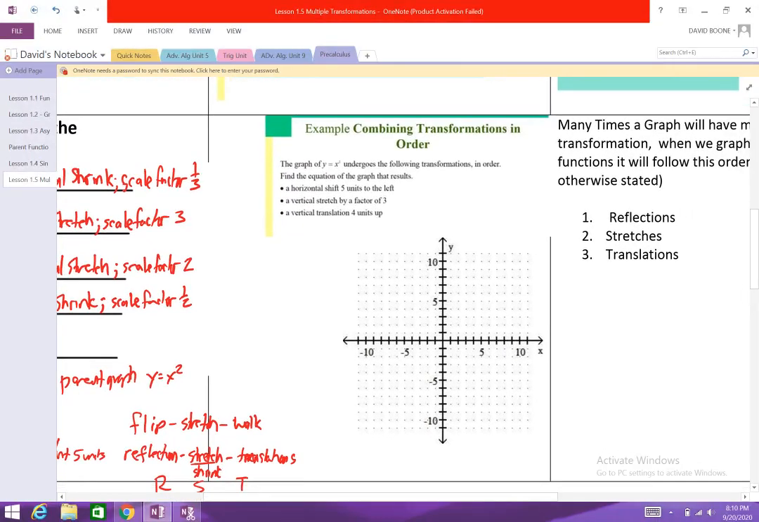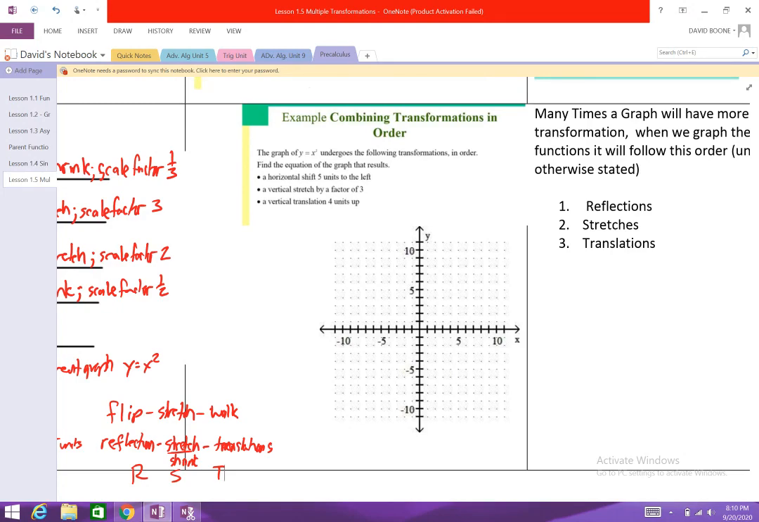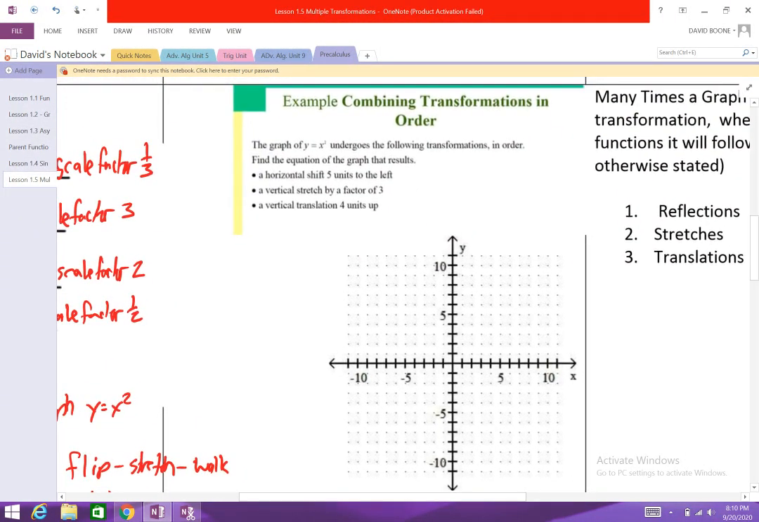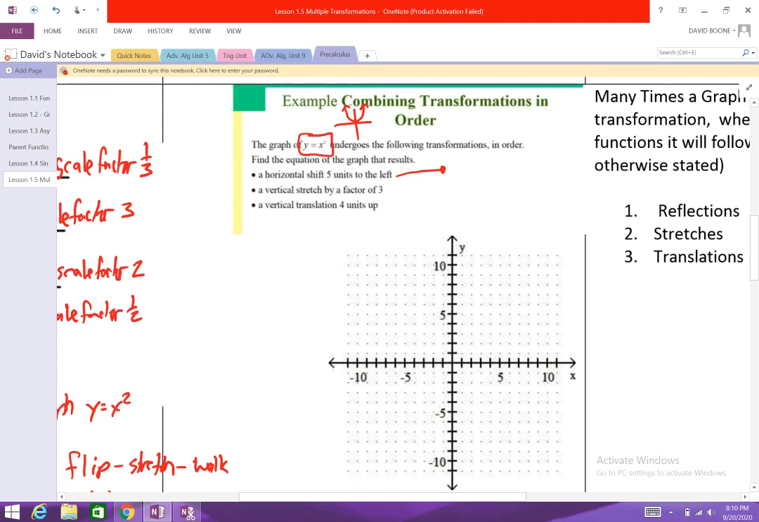Let's look at another problem here. It's an example of combining transformations in order. So sometimes they'll just simply tell you what to do. Okay? And you just got to simply follow those directions. So what we're going to try to do is take this original graph, y equals x squared, so that's our normal little parabola. Okay? And we're going to take the following transformations to that. Okay? So if I look at this first one, this is just telling us what to do first. So we're going to do a horizontal shift of 5 units to the left.